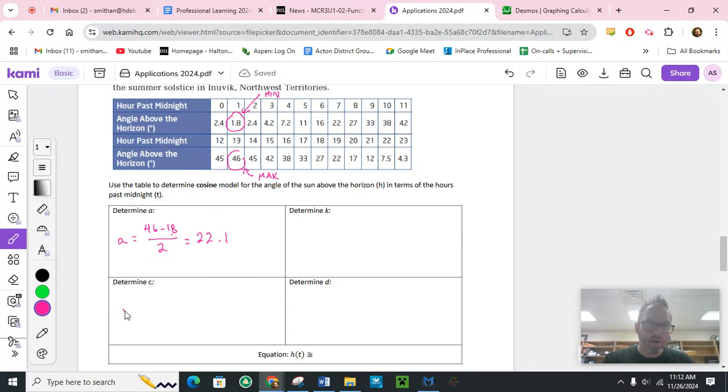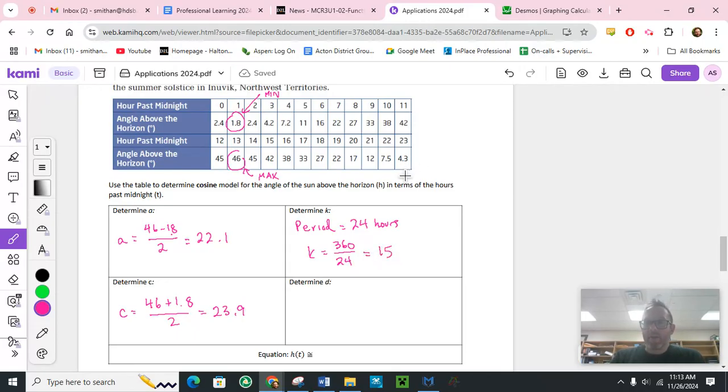And then for C, we find the average of those. 46 plus 1.8 divided by 2, and I think that is 23.9. But I'm going to double check that. 47.8 divided by 2. Yeah, so A and C. Okay, K, this is modeling the sun over the course of a day. So the period is going to be 24 hours. And so our value for K is going to be 360 divided by 24, which is equal to 15.